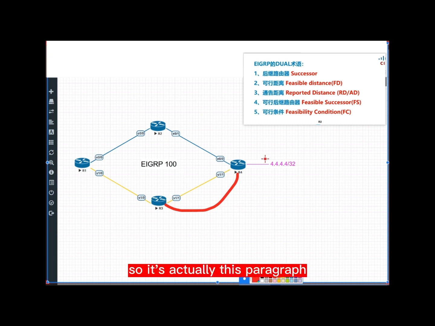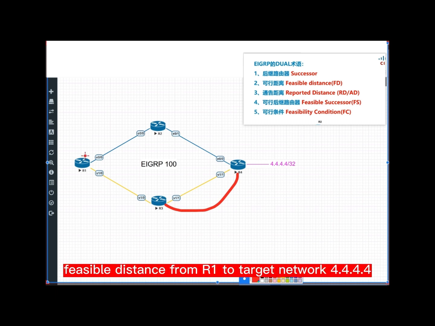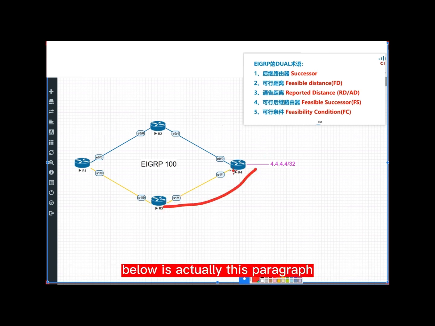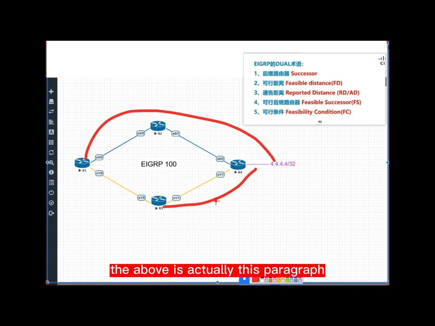So it's actually this paragraph. Now I'm going to see the FD of the main line, the feasible distance from R1 to the target network 4.4.4.4. That is the one below. The above is actually this paragraph.